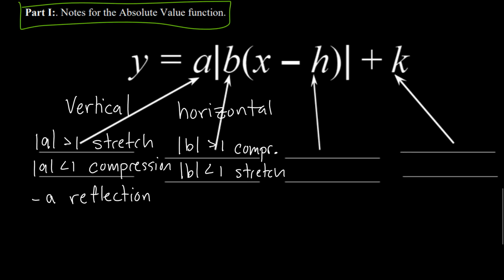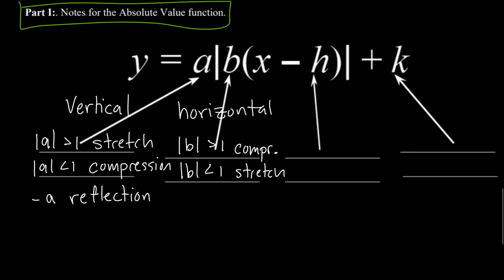Also, I just want to say that when we do get into horizontal, it's backwards. So if, say, B was 1/2, you would say that it is a horizontal stretch of 2. But don't worry, we're not getting into it yet. Just wanted to forewarn you. So next, we have H and K. What did those two things do to the graph?